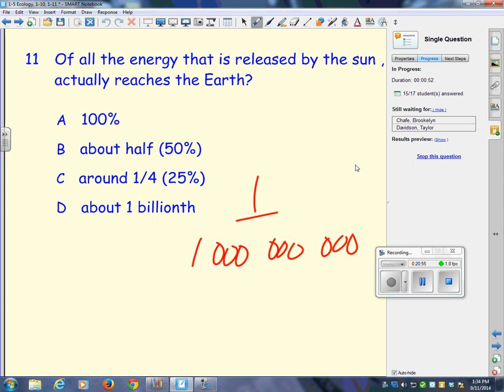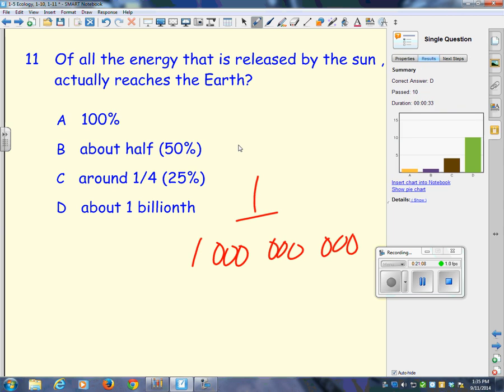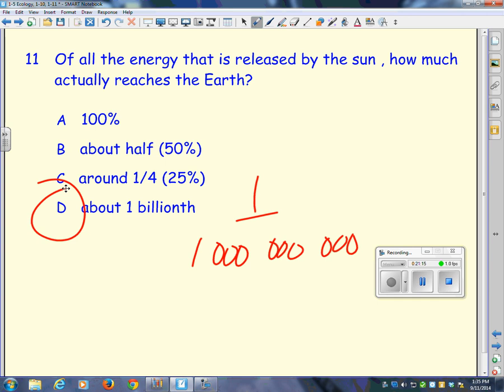You probably will be surprised by the answer. Correct answer? Yeah, it's D. 1 billionth. Like a teeny, tiny, itsy bitsy bit of the sun's energy reaches the Earth. There is a ton of energy that goes where? Everywhere else. Out into space, that is completely and utterly wasted, unless there's alien life out there figuring out how to use solar energy. Let's hope they are.